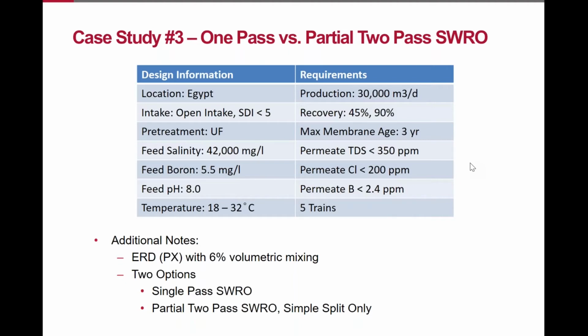We're also going to want to operate with 5 trains. There's no N-1 trains requirement, however, so we just need to make sure our number of pressure vessels is divisible by 5. Additional notes, we're going to again include an energy recovery device with pressure exchanger with a 6% volumetric mixing. And as mentioned, we want to consider 2 options. We want a single pass seawater design, and we also want a partial 2-pass design. And with the partial 2-pass, in this case, the requirement would be we can only use a simple split.